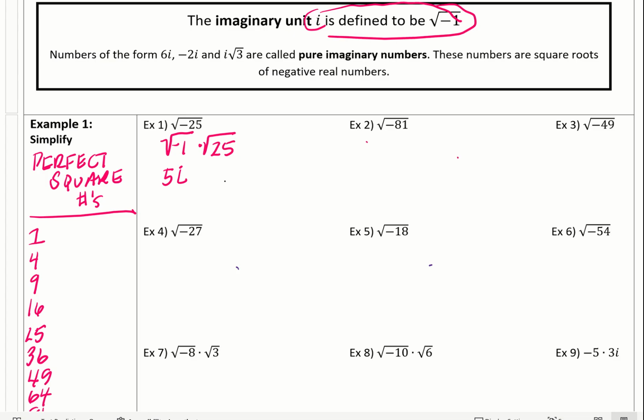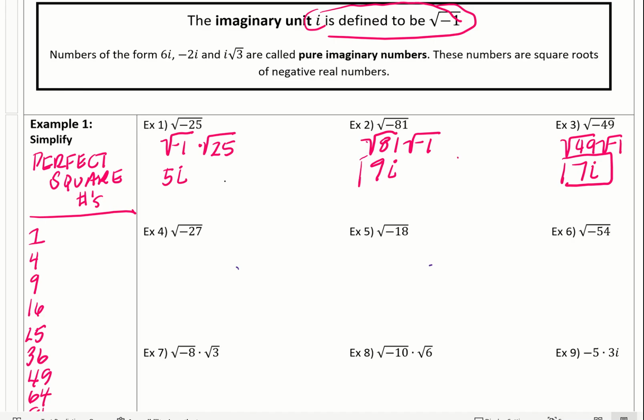So we're basically breaking those down to a perfect square, which is 81 here, and pulling out that square root of negative 1. That's the square root of 81 times the square root of negative 1. The square root of 81 becomes 9 and the square root of negative 1 becomes i, so you get 9i. And the last one, the square root of negative 49, breaks down to the square root of 49 times the square root of negative 1, which is 7i.